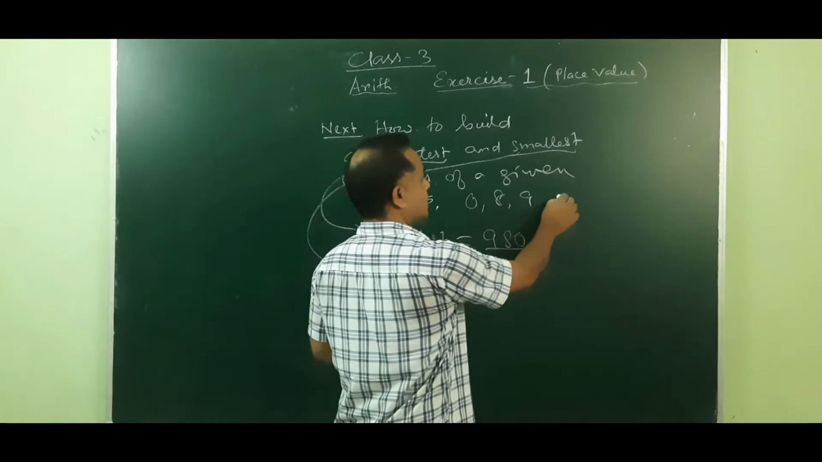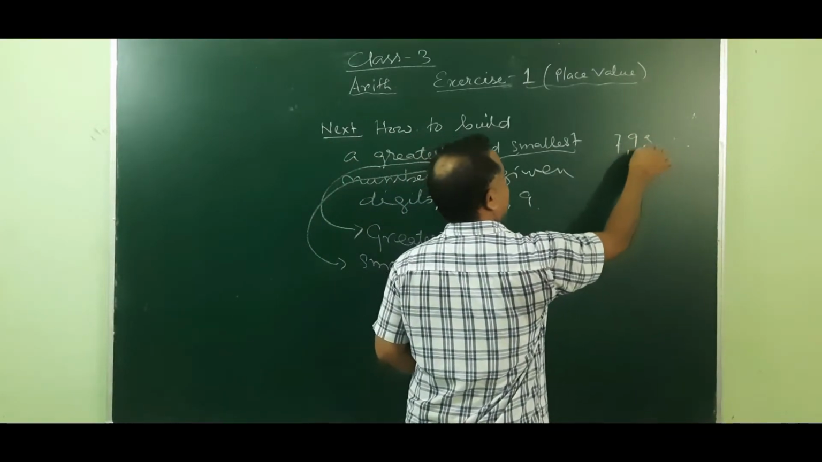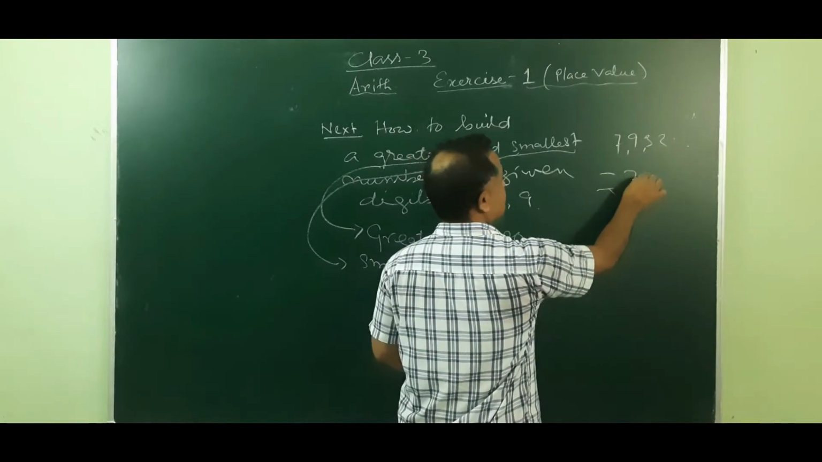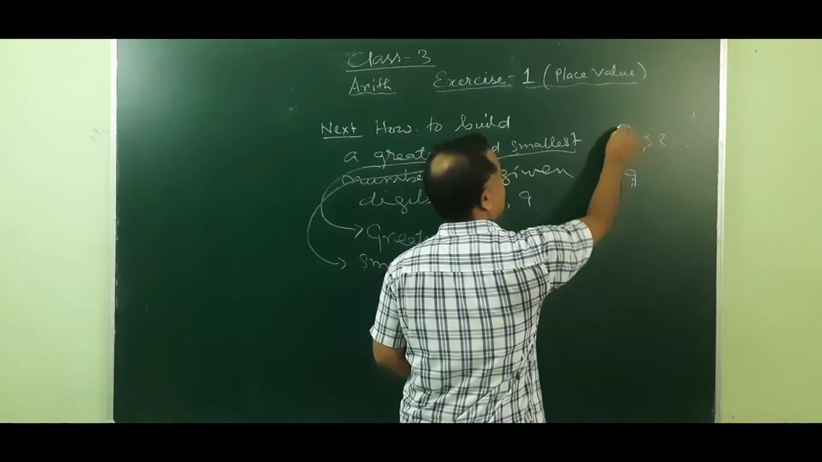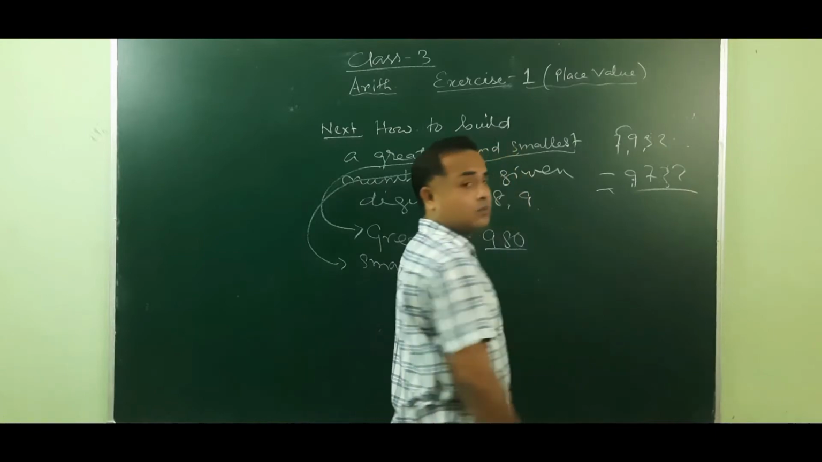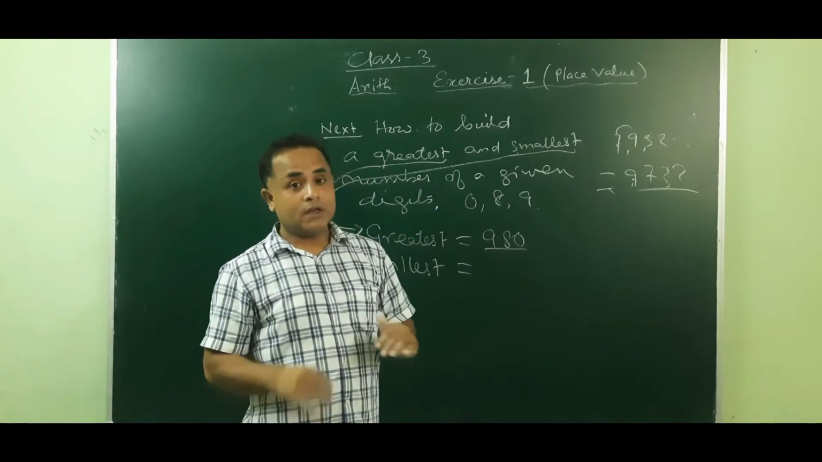If I have given another number, say 7932, and you are asked to build the greatest number, then you can write 9. Then the next greatest is 7. Then out of these 2, 3, 2. This is the number of the given digits.